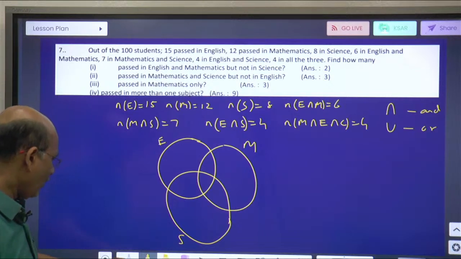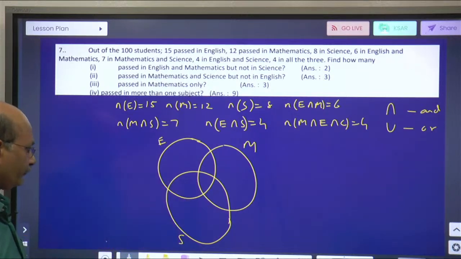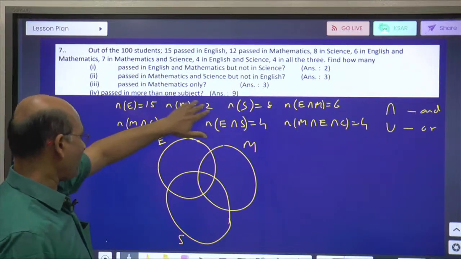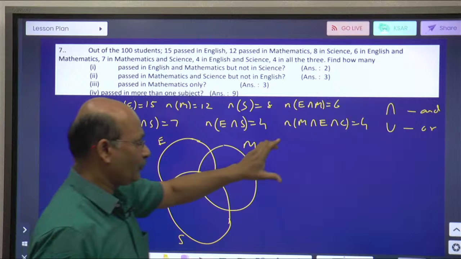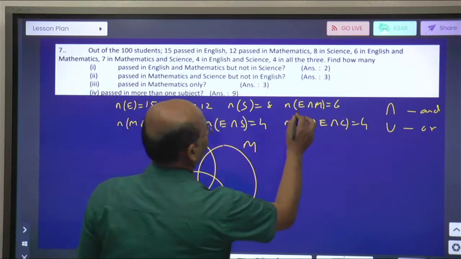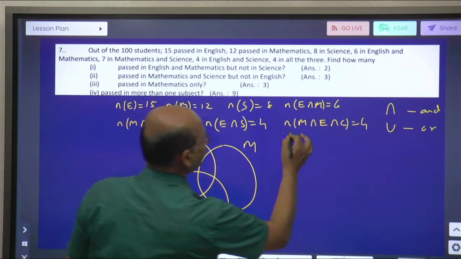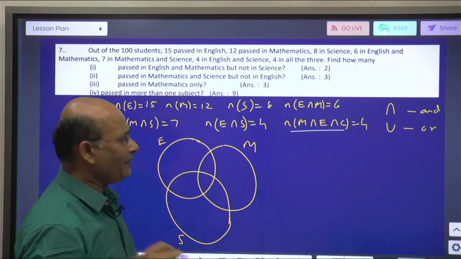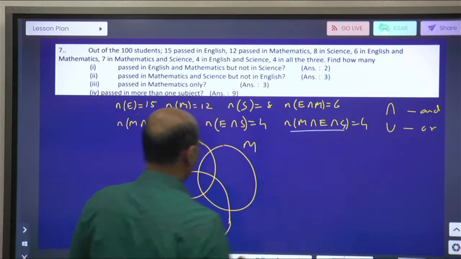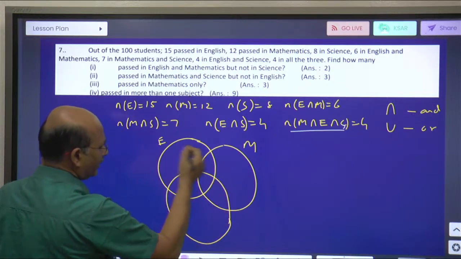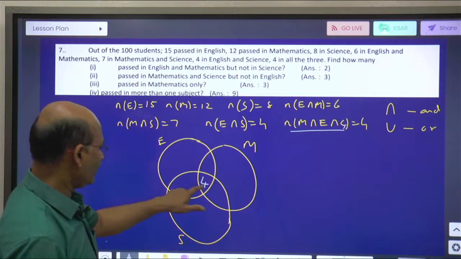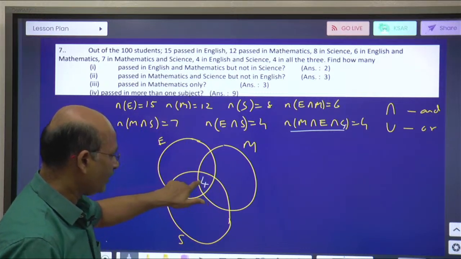Listen very carefully now how I put the values. Now pay attention, 15 have passed in English. So first let us take the common portion. I told you in a Venn diagram, put the common portion, that always helps you out. First of all, this is maths, English and science. So this is 4 already. This is common in all 3. So maths, English and science common.